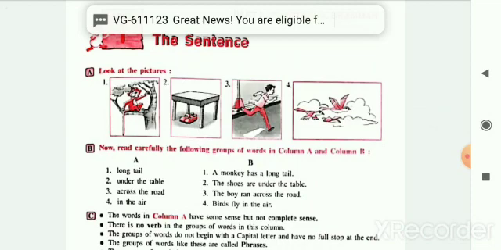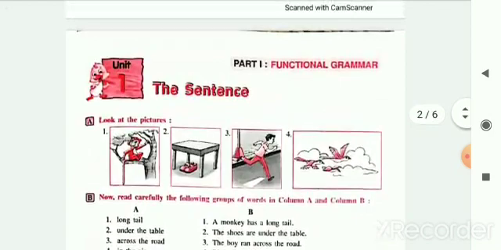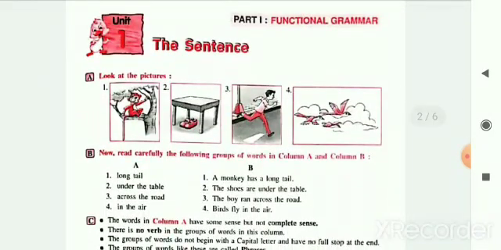Let us come to the most important part, the sentence. Now, what do we mean by a sentence in English language? To communicate, we use words, phrases, and sentences. The best way to communicate, what do we mean by communicate? When we are talking with each other, how do we converse? We use sentences to talk with each other. And these sentences have to be grammatically correct. They have to be framed in a correct way.